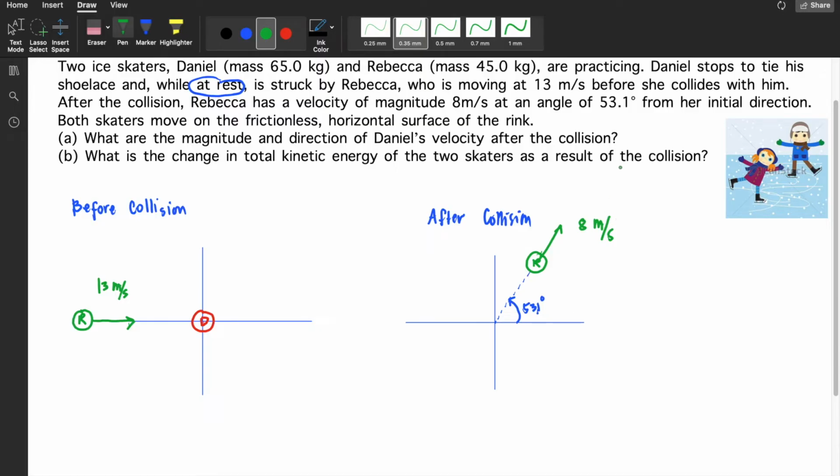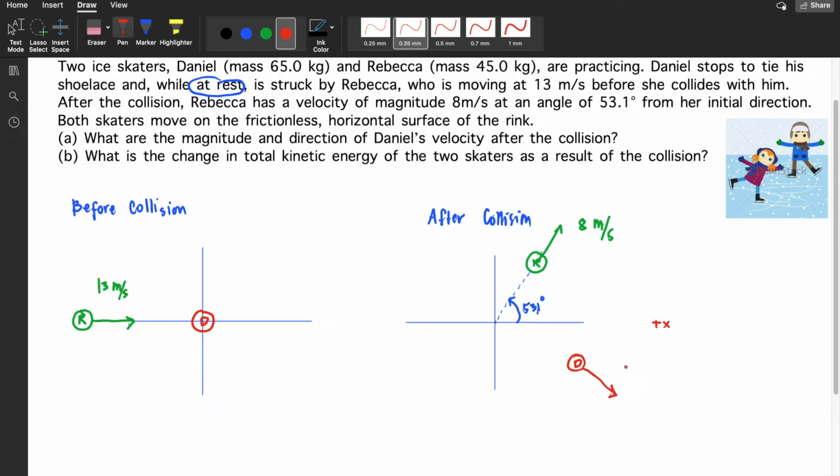Okay, so here it's asking for the magnitude and direction of Daniel's velocity after collision. We don't really know where Daniel is going. We don't know if he's moving along the positive x direction, or along the fourth or first quadrant. So the final answer would tell us which quadrant. We'll assume that Daniel is moving here.